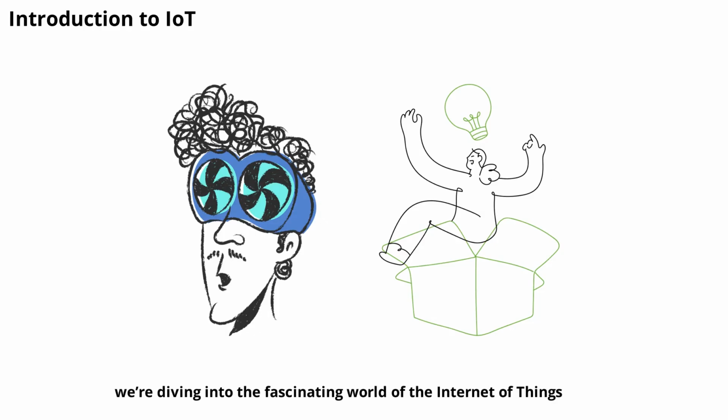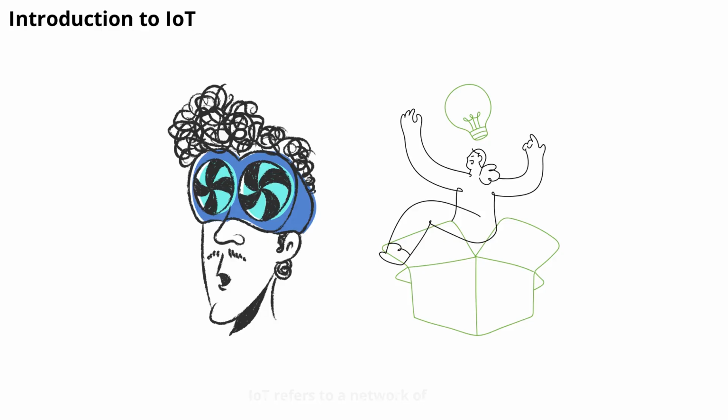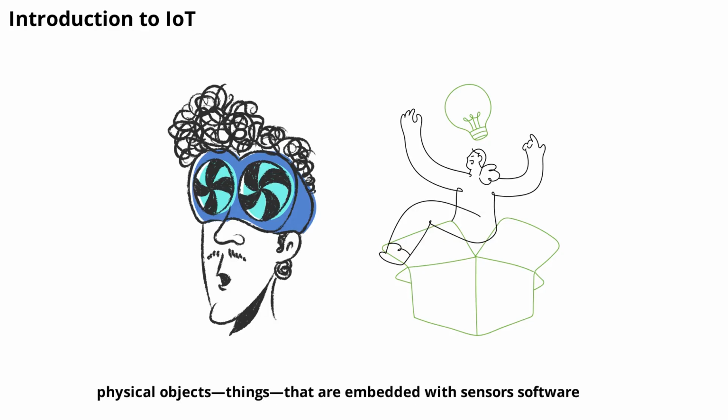Welcome. Today, we're diving into the fascinating world of the Internet of Things, or IoT. You may have heard this term tossed around in tech conversations, but what does it really mean? In simple terms, IoT refers to a network of physical objects, things that are embedded with sensors, software, and other technologies. These objects connect and exchange data with other devices and systems over the Internet.